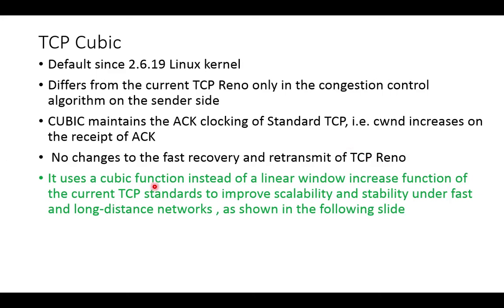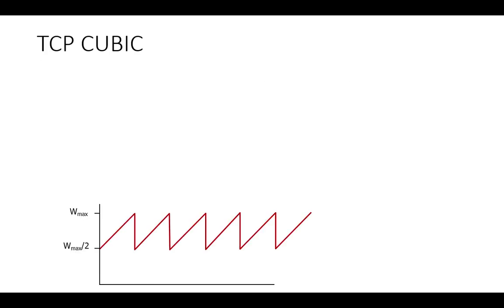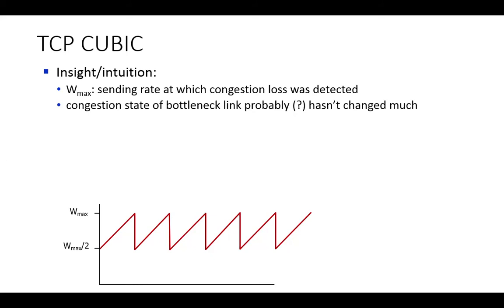So the only difference in the QUIC algorithm is that it uses a QUIC function rather than a linear window increase function of the current TCP standard, to improve the scalability and stability under fast and long distance networks, as I have explained. That is, QUIC is basically designed for the long distance network. So let's discuss how the TCP QUIC works.